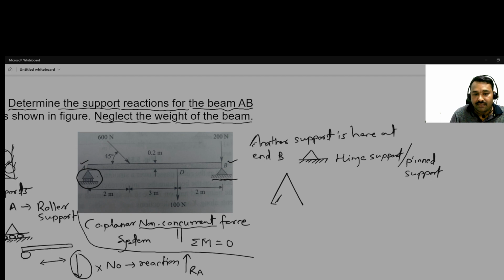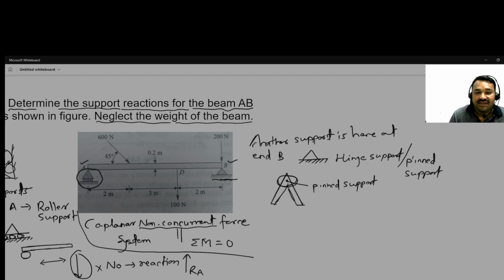Something is attached here, something attached here, suppose a fan is there. So how is it supported? It is supported by the pin, pinned support. It means this will not always look the same in a structure, it can look like this type also. This you have to identify.